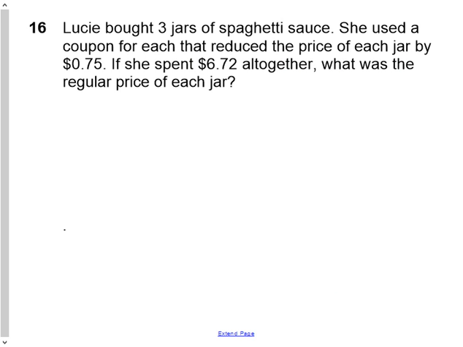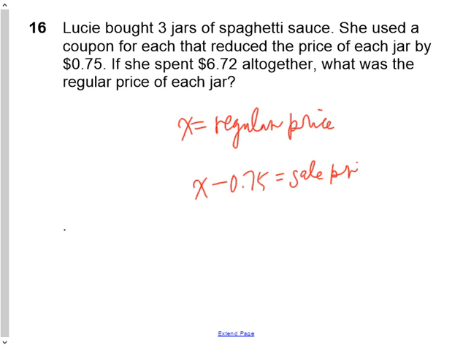And I think this is the second last question. Lucy bought 3 jars of spaghetti sauce. She used a coupon for each that reduced the price of each jar by 75 cents. If she spent $6.72 altogether, what was the regular price of each jar? So X is going to equal the regular price of the jar of spaghetti. Since she bought 3 of them, each of those jars, X minus 75 cents, would be the sale price. And 3 jars at the sale price is what she spent, which would have been $6.72. So of course, now that we've created our equation, there's many ways we can solve. We can expand or divide first.